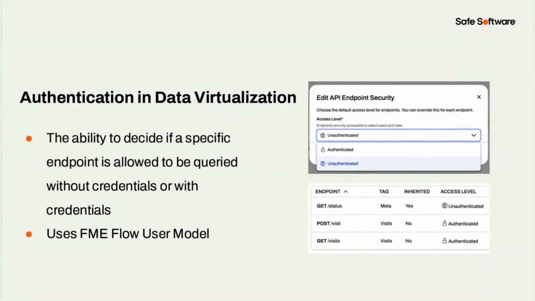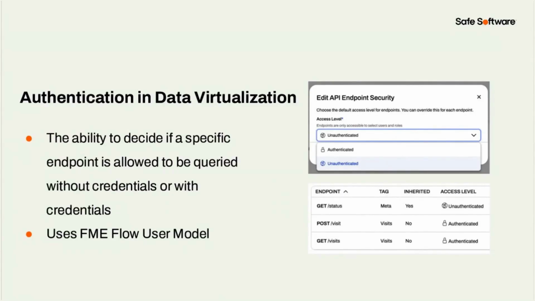So we've got some great built-in functionality that takes a lot of the hassles out of authentication within FME Flow. For example, using the Flow user model, you can easily integrate authentication into your APIs. You can see here quick examples of just how that works in terms of data virtualization. Right down to the endpoint level, you can decide whether you need authentication to get access.